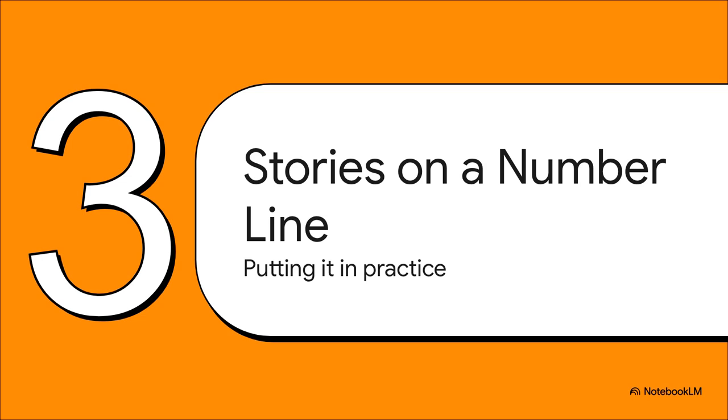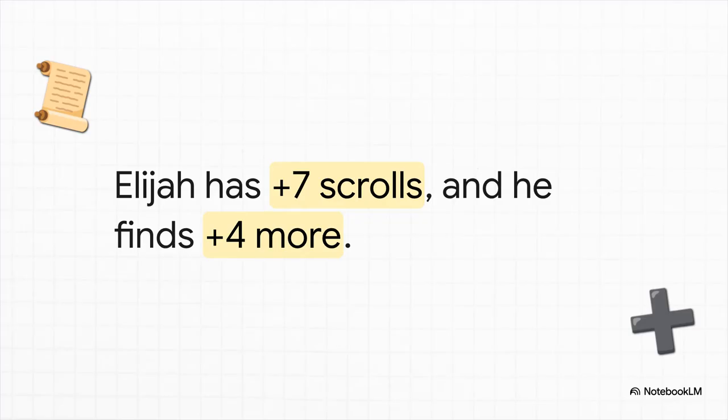Okay, so theory is one thing, right? But what does this actually look like when the rubber hits the road? Let's see how these stories play out on a number line. This is where we get to see the philosophy put into practice. Okay, example 1. Here we go. We've got Elijah, and he has, it says here, +7 scrolls. Then he finds 4 more. Super straightforward, right?